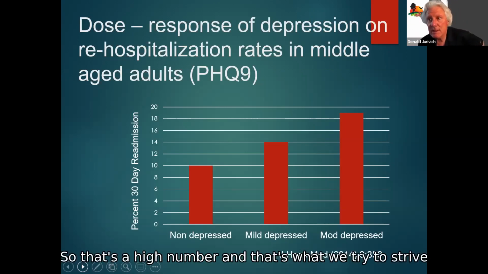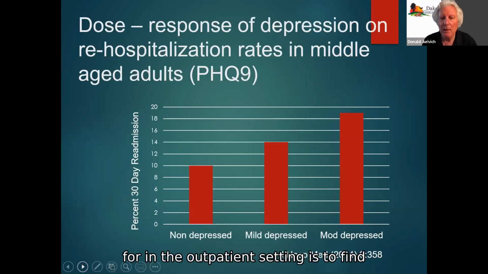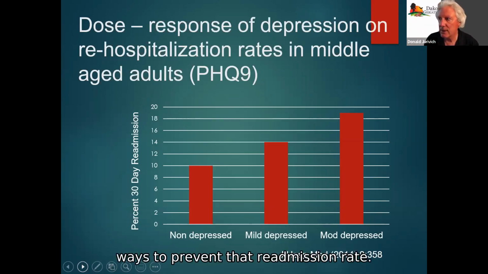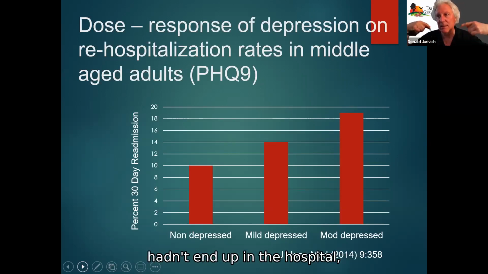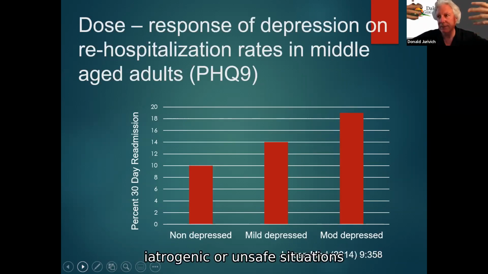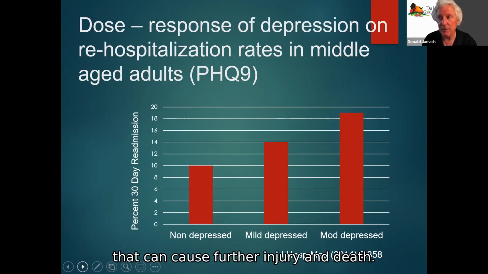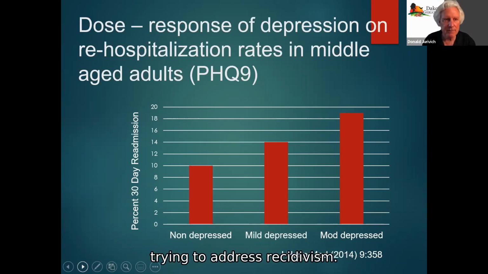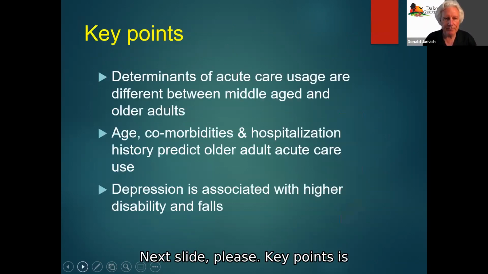So it's a high number, and that's what we strive for in the outpatient setting, to find ways to prevent that readmission rate, because the more times they end up in the hospital, the more likely they're going to be exposed to iatrogenic or unsafe situations that can cause further injury and death. So that's the whole rationale about trying to address recidivism. Next slide, please.